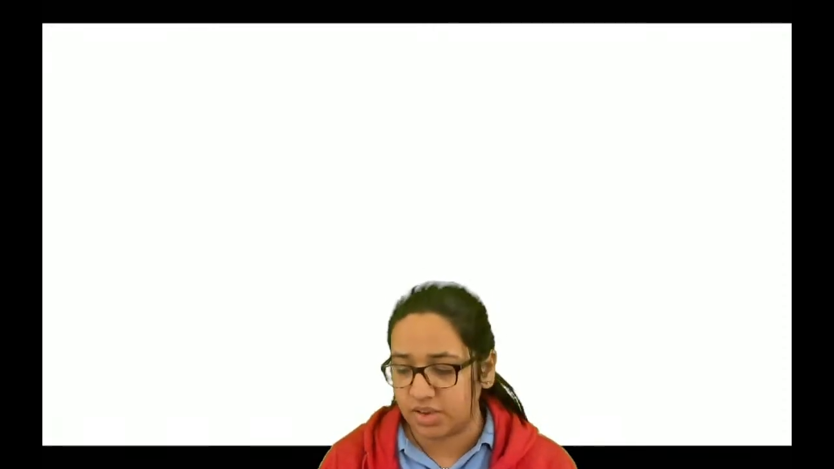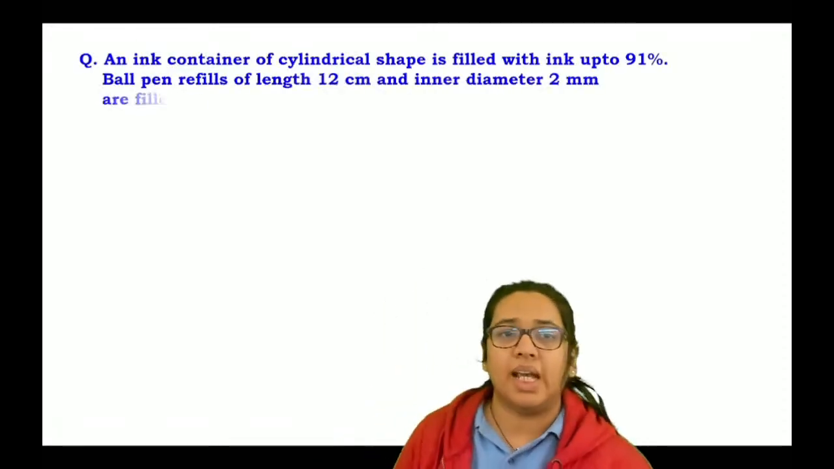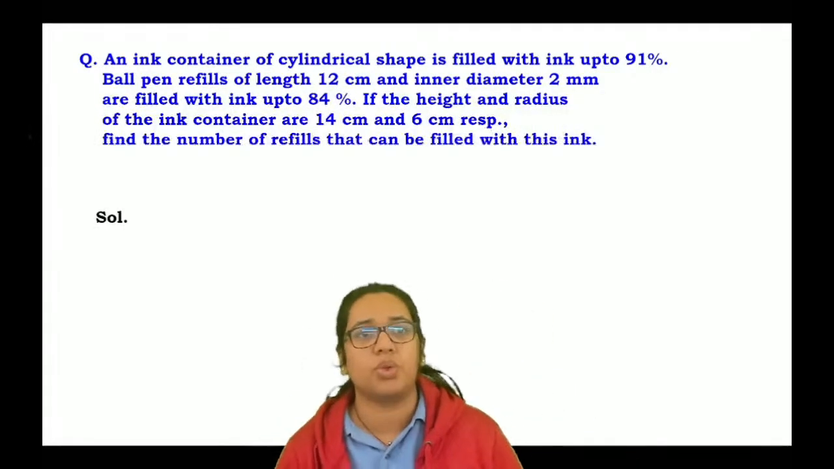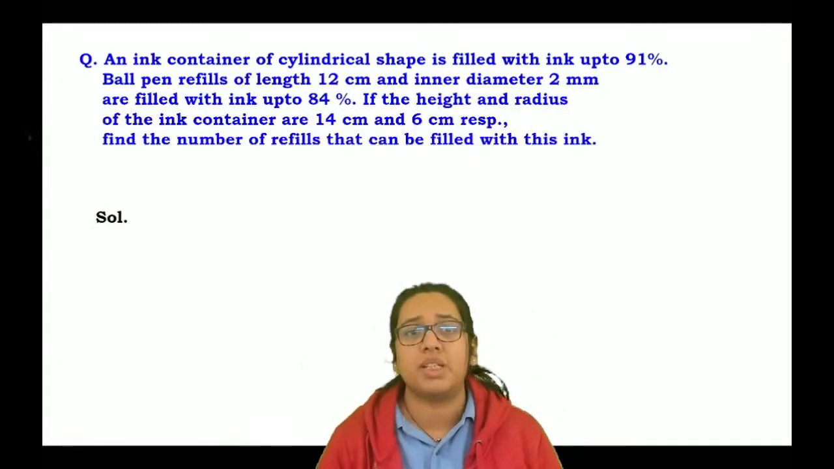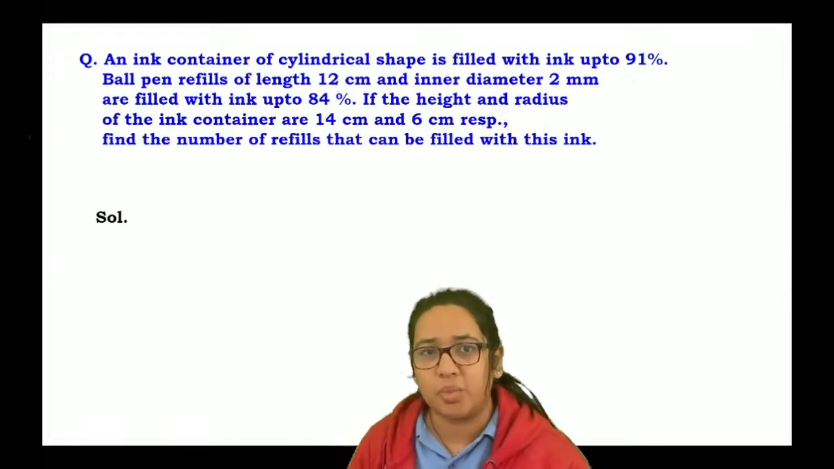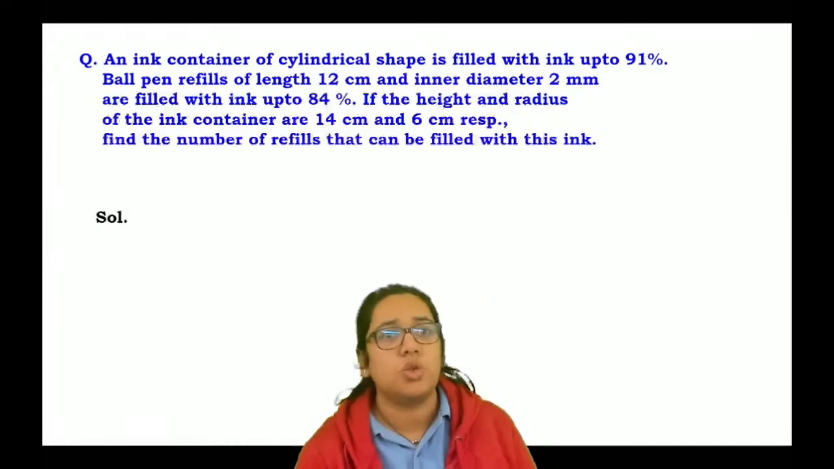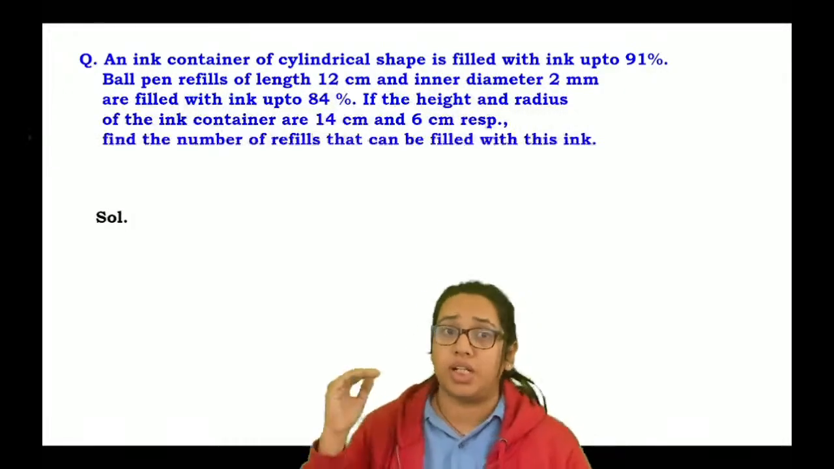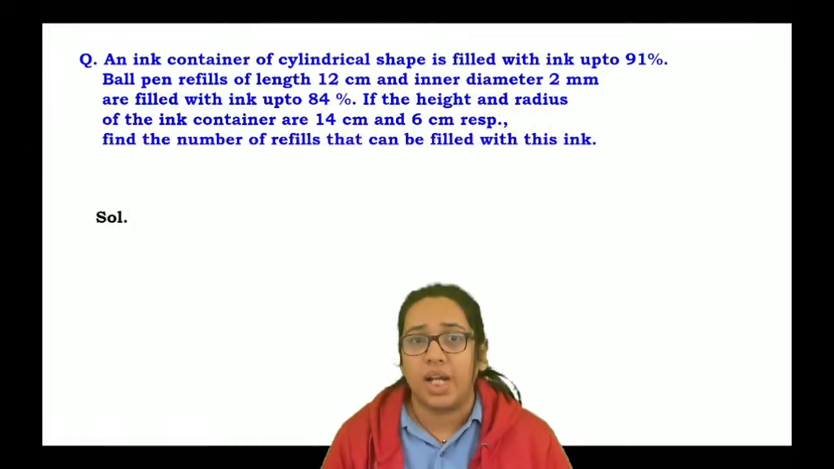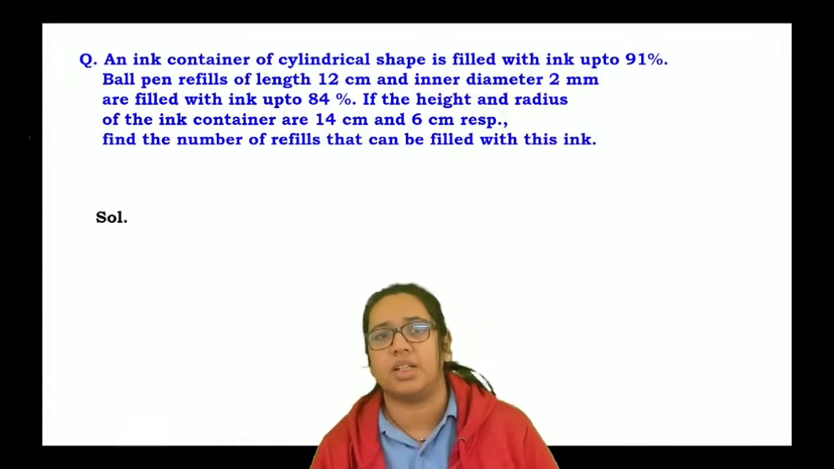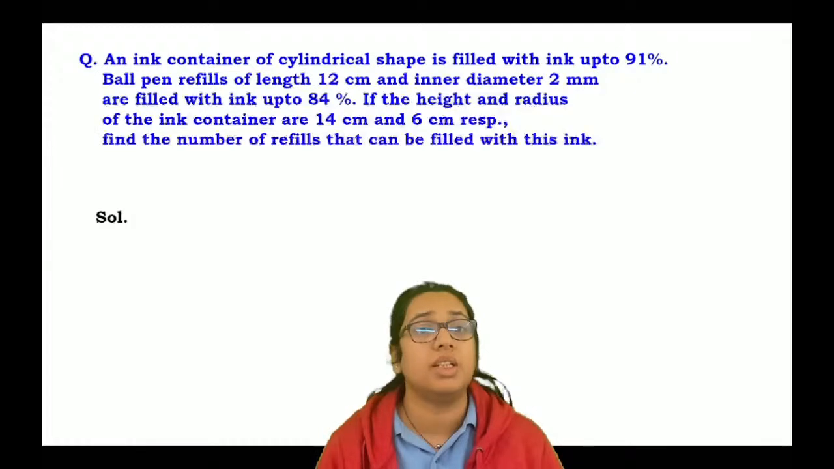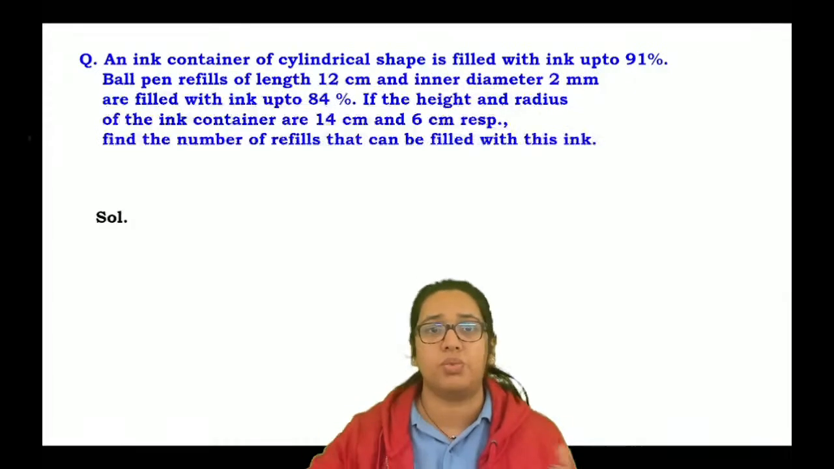Okay, so we'll start with the next question. An ink container of cylindrical shape is filled with ink up to 91%. Ball pen refills of length 12 cm and inner diameter 2 mm are filled with ink up to 84%. If the height and radius of the ink container are 14 cm and 6 cm respectively, then find the number of refills that can be filled with this ink.